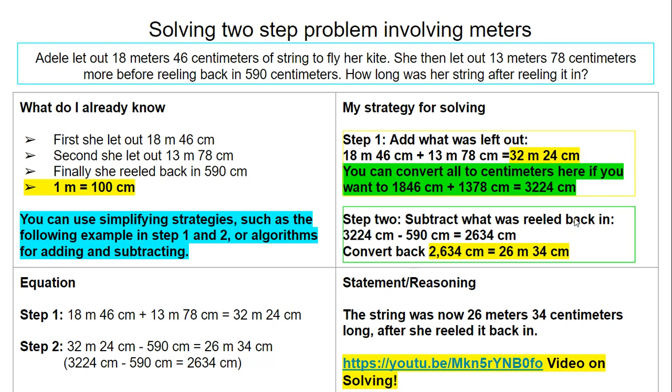Step 2, subtract what was reeled back in. So if I converted everything to centimeters, 3,224 centimeters minus 590 centimeters is equal to 2,634 centimeters. Then I'm going to convert back to that mixed unit. Again, setting up my equations in the bottom box for step 1 and step 2, making sure I have my statement. The string was now 26 meters, 34 centimeters long after she reeled it back in. Again, I have embedded a video on how I solved my multi-step problem here.